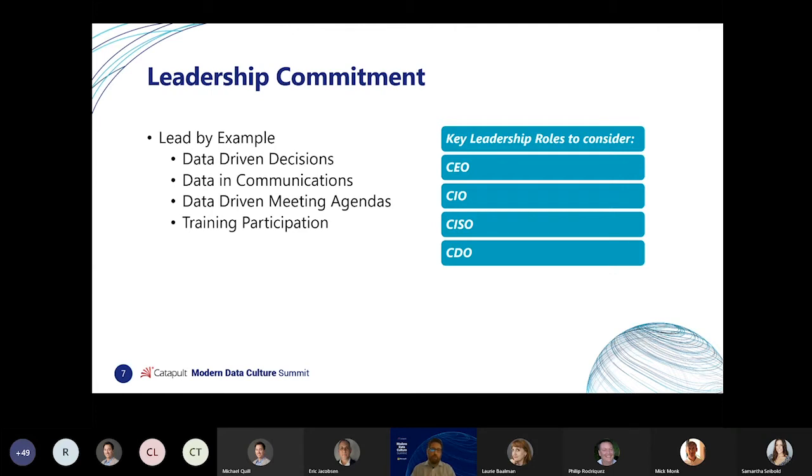Some key roles that we often see when we're rolling out data solutions within organizations: these initiatives are often supported by the CEO, and with heavy input from the CIO, the CISO, or the chief data officer if organizations have one. And we're seeing more and more organizations hire that chief data officer, with that person playing a major role in the type of technologies that come to bear.